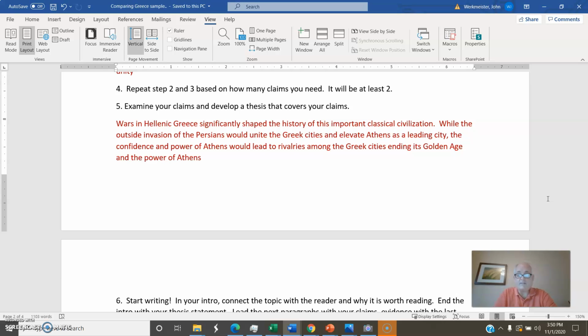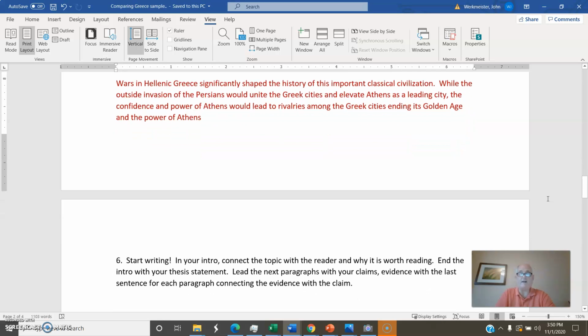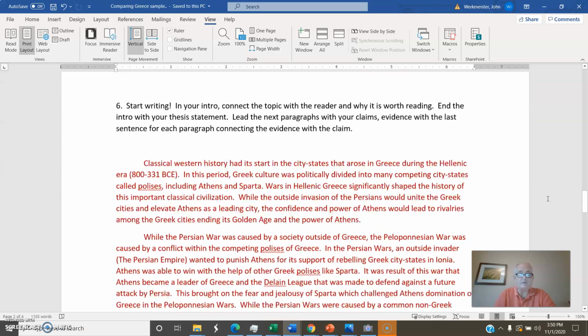Once you have that thesis, you need to add a little bit for your introduction. There's your first paragraph. Your second and third paragraphs are led by the claims we've already talked about. So here we have it.